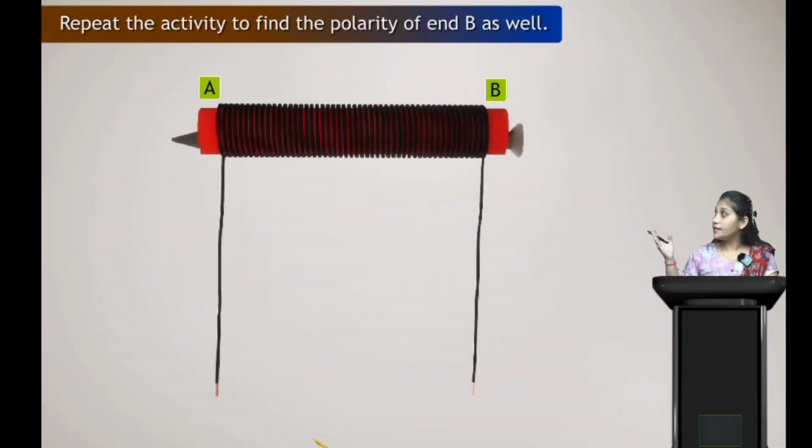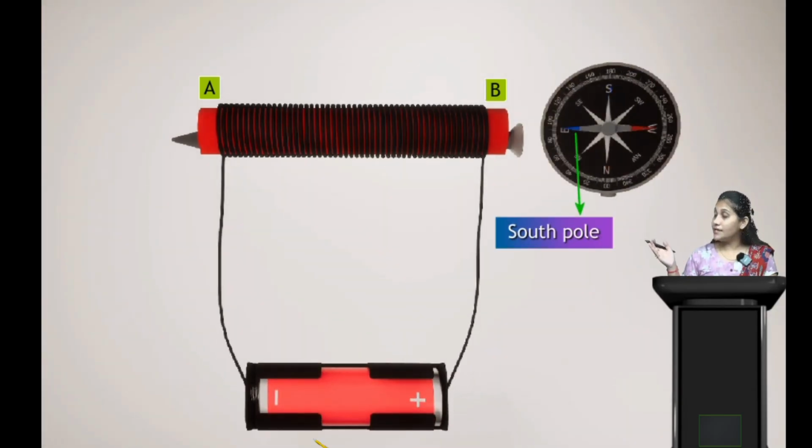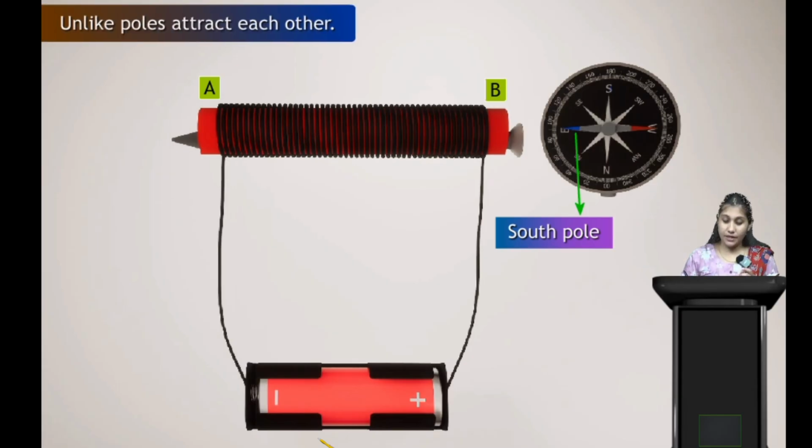Now repeat the activity to find the polarity of end B as well. Till now we have seen the polarity of end A and now we will find the polarity of end B. Again put the magnetic compass and then connect the wire to the cell. Then we can see that there is a deflection in the magnetic compass when we have connected the wire to the electric cell. This blue part is the south pole. So B is which pole? Because opposite poles attract. Very good. B is the north pole.